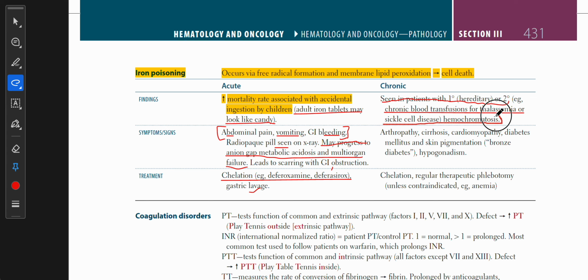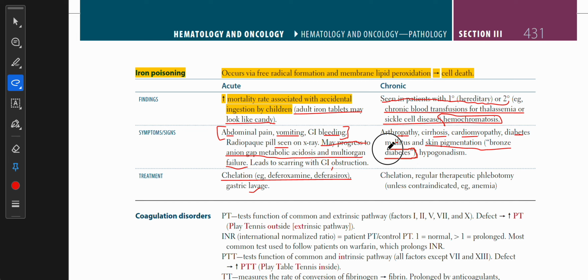This is the presenting symptom. Presenting symptom in chronic iron poisoning is hemochromatosis. The signs and symptoms include arthropathy, cirrhosis, because in cirrhosis, iron is metabolized in liver, and then cardiomyopathy, diabetes mellitus, and skin pigmentation like bronze diabetes. This is very high yield. So bronze colored skin is due to iron overload.